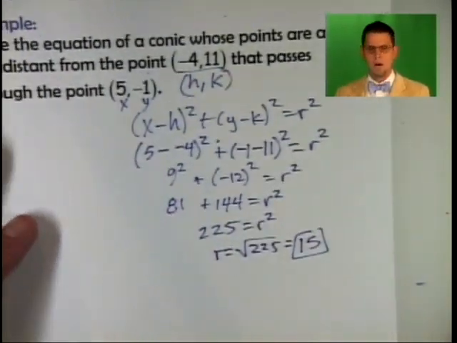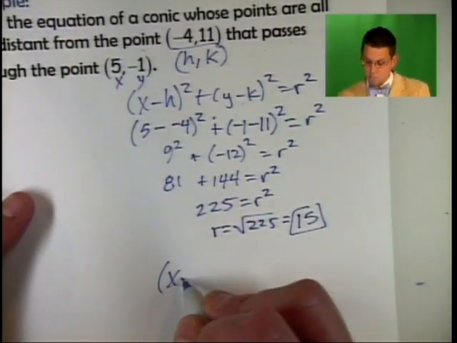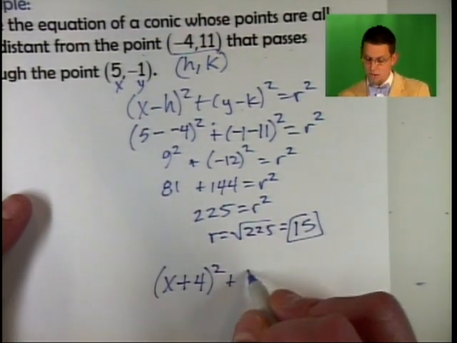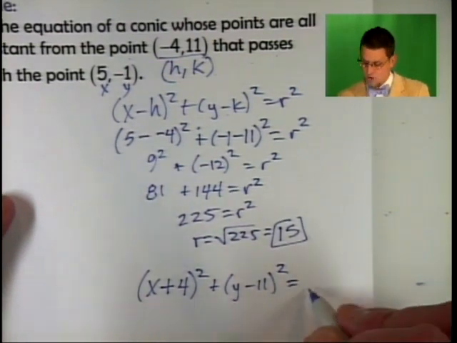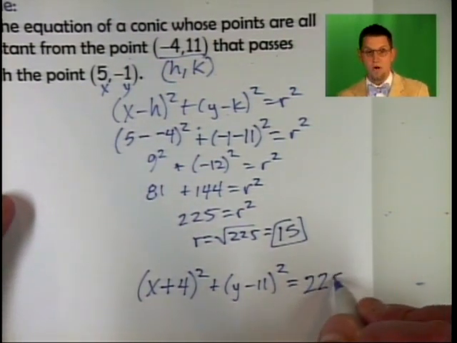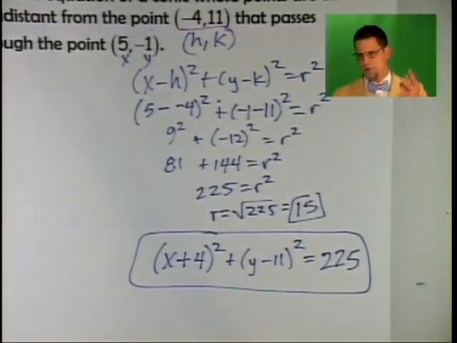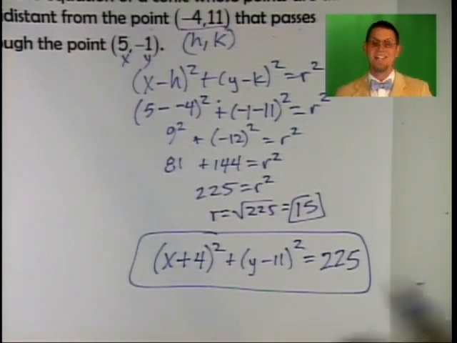But let's go ahead and write our equation then. We're going to put it back in terms of x and y. So (x plus 4) squared plus (y minus 11) squared equals r squared, which was 15 squared, or 225. And there you go. So a little bit different information given to us, but still enough to write the equation. A couple of extra steps. Takes a little practice, but you do enough problems, and just like anything else, you get good at it.